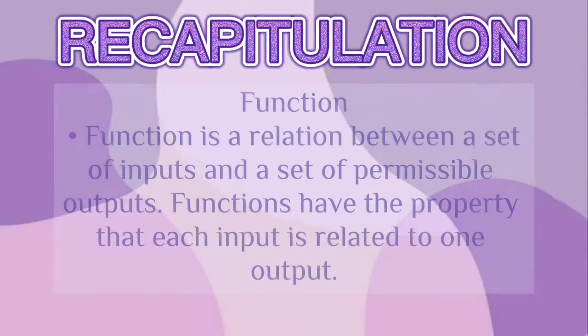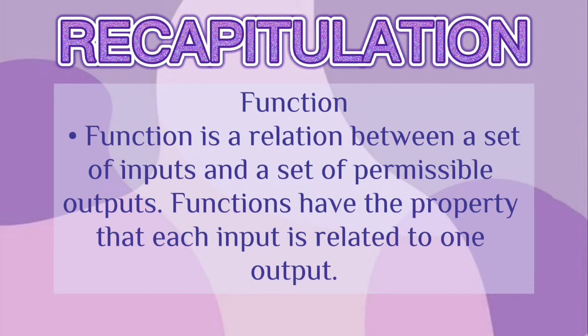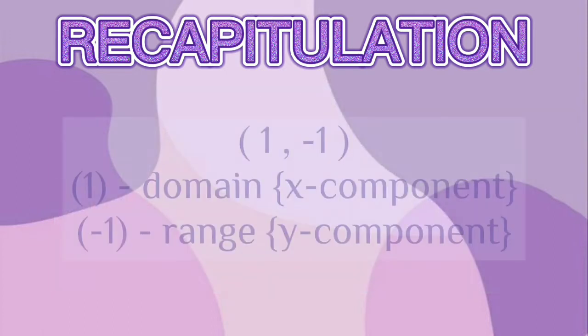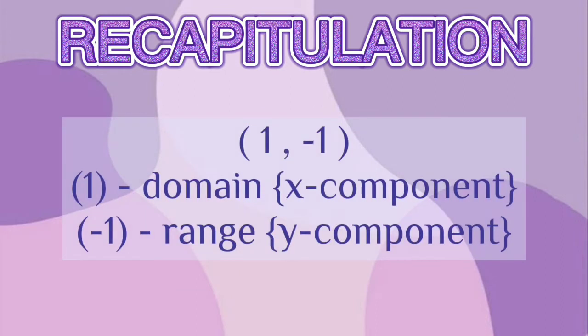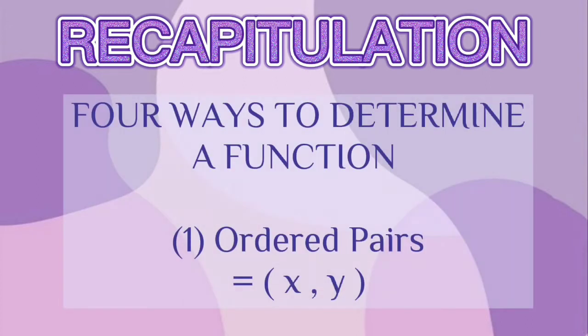We will talk about piecewise functions today, but first let's take a look back at the topic we had last week. A function is a relation between a set of inputs and a set of permissible outputs. Functions have the property that each input is related to one output. In here, in (1, -1), 1 is the domain or the x component and -1 is the range or the y component. We also have 4 ways to determine if it is a function or not.